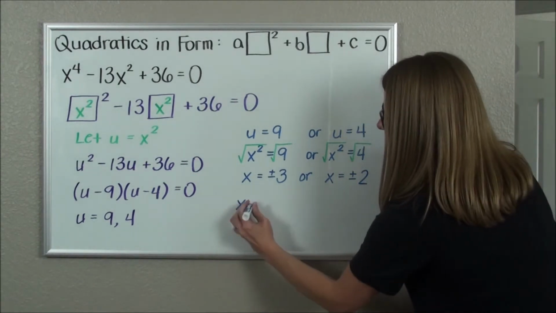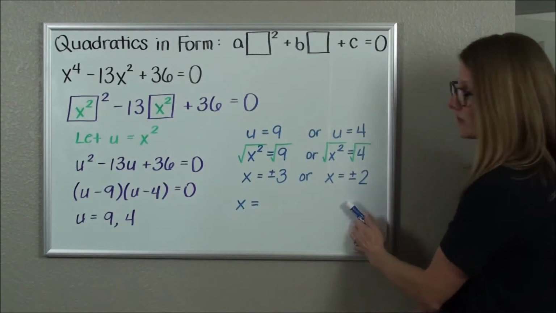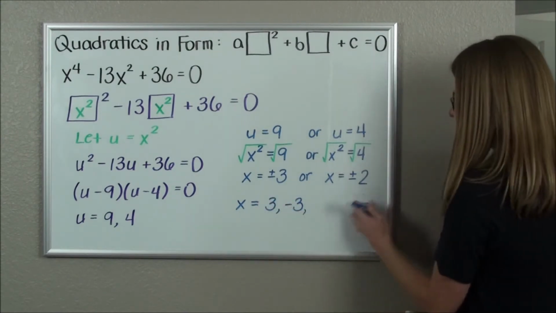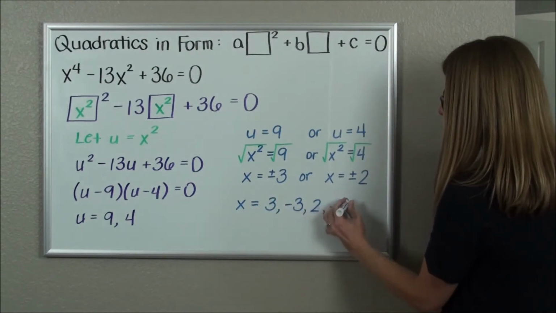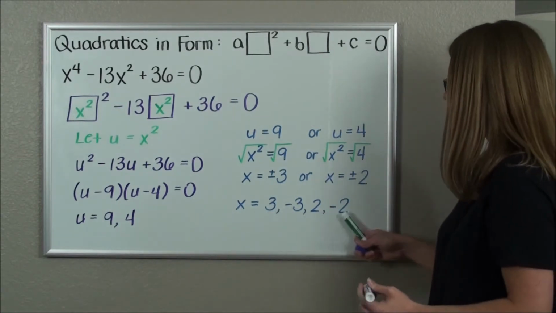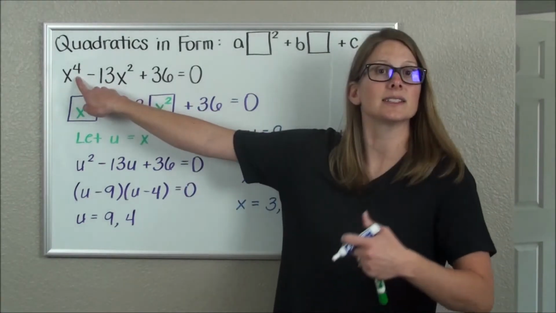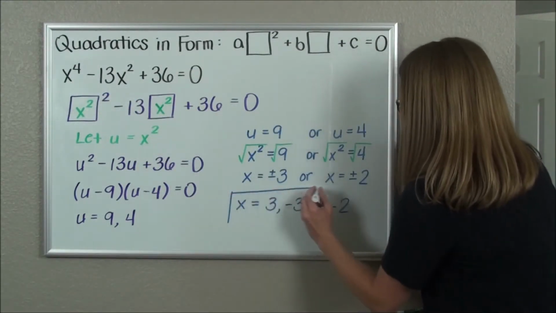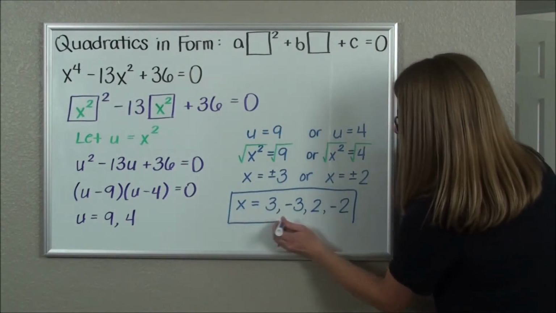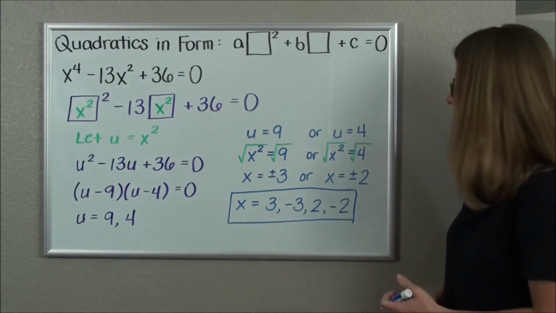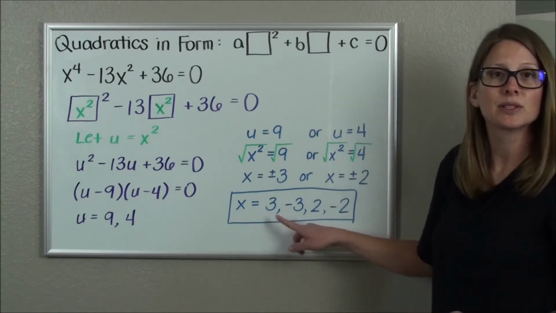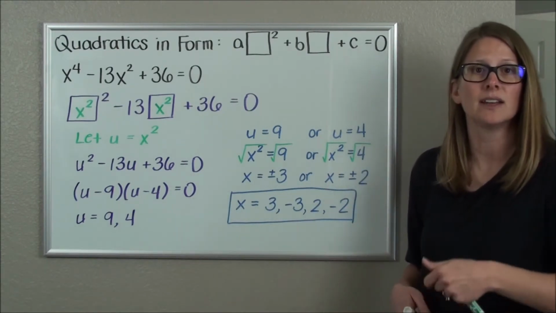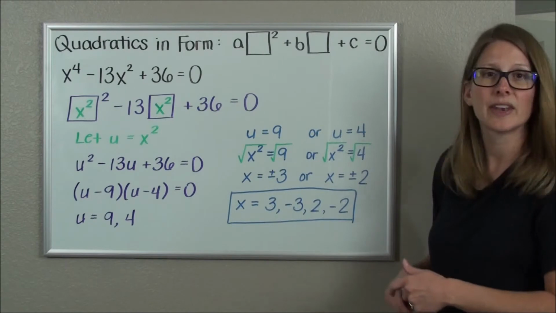So pulling all of this together, I have several different answers here. I have positive 3 and negative 3. I have positive 2 and negative 2. That's 4 different solutions, which I actually expect because it was a degree 4 quartic equation. Now I went ahead and wrote out all 4 answers because I just wanted to emphasize that there were 4, but you could certainly use plus or minus symbols to help make this easier to read. So you could just say plus or minus 3, comma, plus or minus 2. We'll do that in the next example.